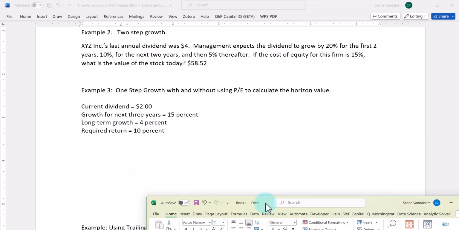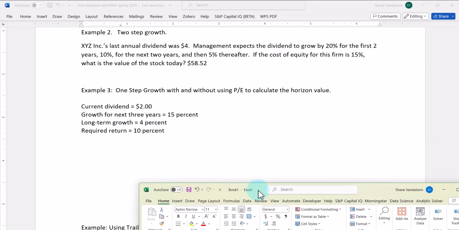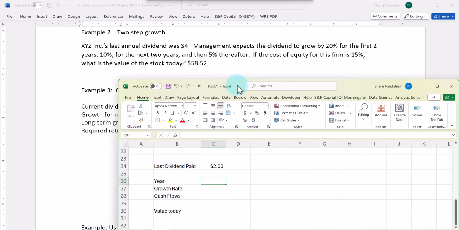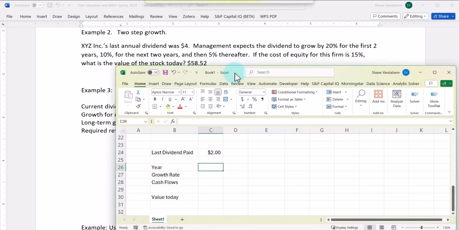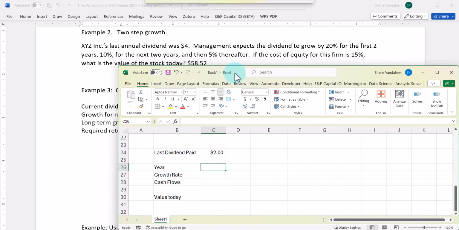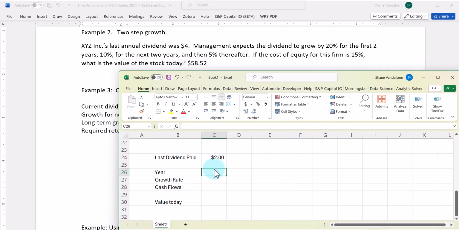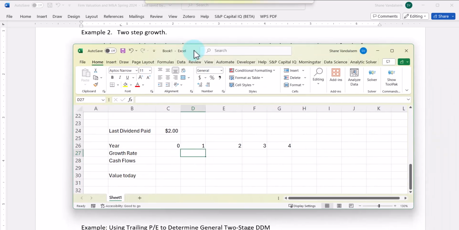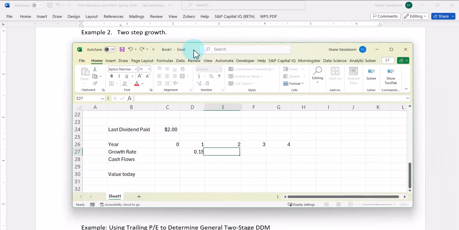And then we have 3 years of non-constant growth and then constant growth. So I'm going to put 4 years out here. I'm going to put time 0, and time 0, or year 0, is today. I expect that the dividend is going to grow by 15% for the next 3 years, and then 4% thereafter.